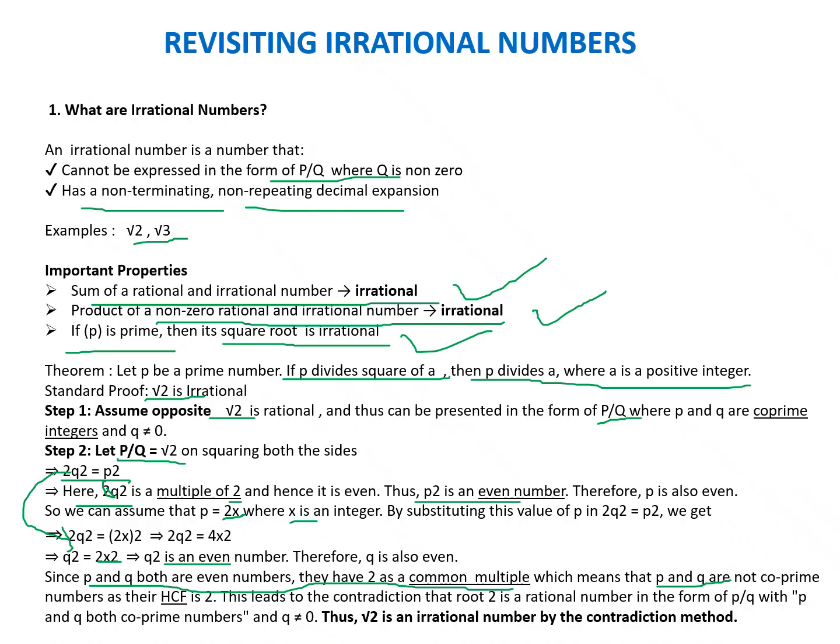And then we are going to talk about this in more detail in the examples, as well as in the exercise that we are going to have. Thus, root 2 is an irrational number by the contradiction method. So we'll move to the next slide.